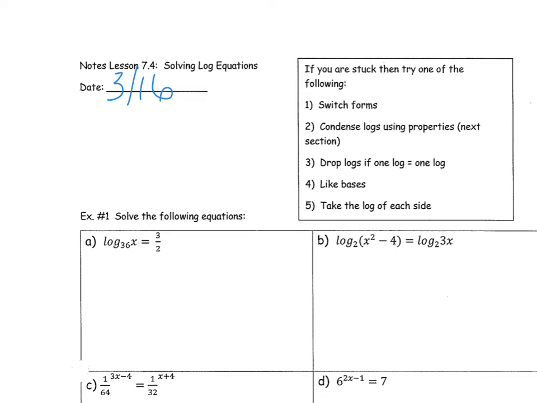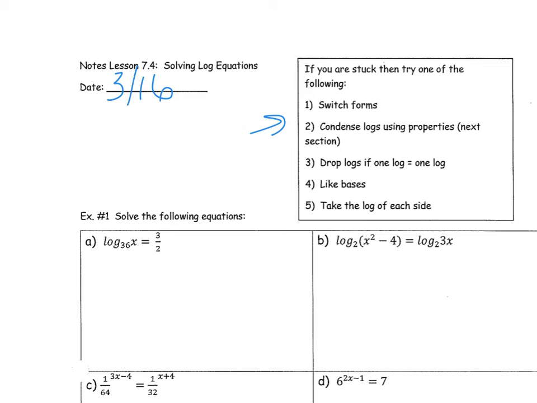But what I want you to take notice of is the 5 steps I have over here on the right. If you are stuck, then try one of the following. If you remember the other day I said anytime you're stuck, switch forms. Step 2 could be condensing logs using properties, but we'll be doing that next in lesson 7.5.